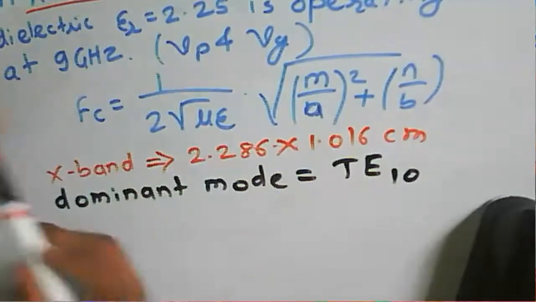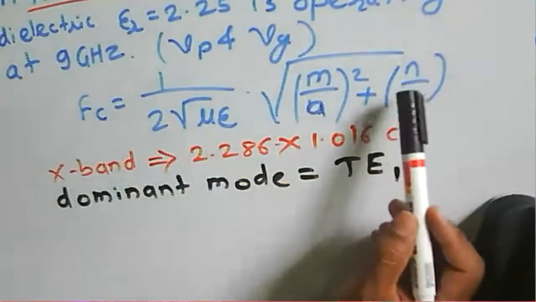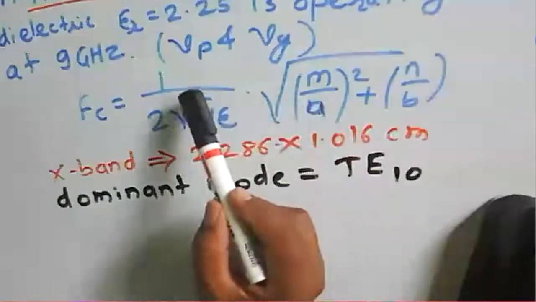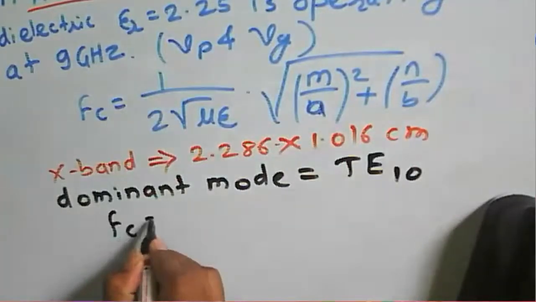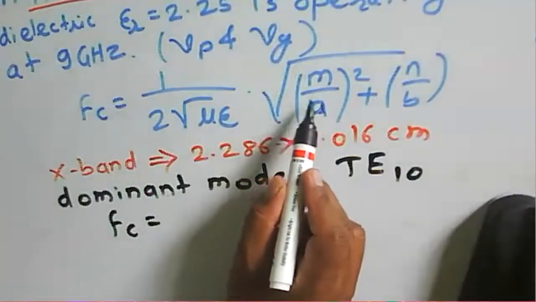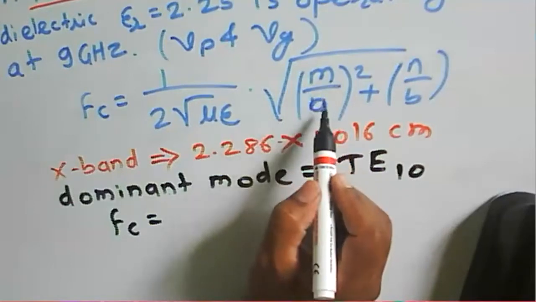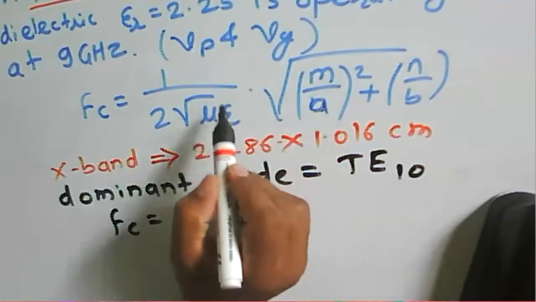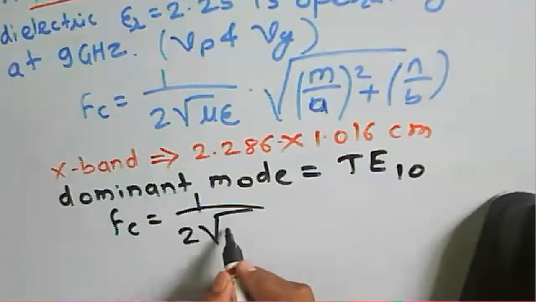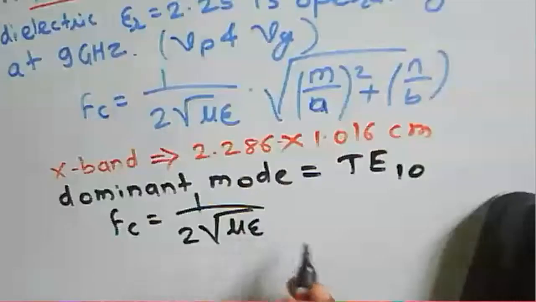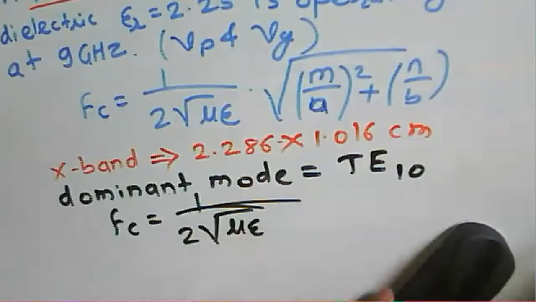Now here, for the dominant mode 1, 0, n by b will be 0. This term will be 0. So only the term remaining is fc equal to 1 by a square, so it will be 1 by a, and it will be 1 over 2a under root mu epsilon.